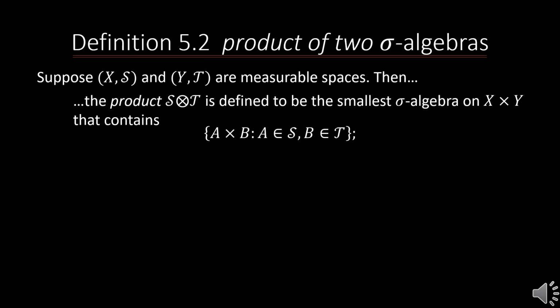Before we proceed, we actually need to backtrack slightly to definition 5.2, the product of two sigma algebras. If we suppose that X, S, and Y, T are measurable spaces, then the product S times T is defined to be the smallest sigma algebra on X times Y that contains A times B, where A is a set in S and B is a set in T.